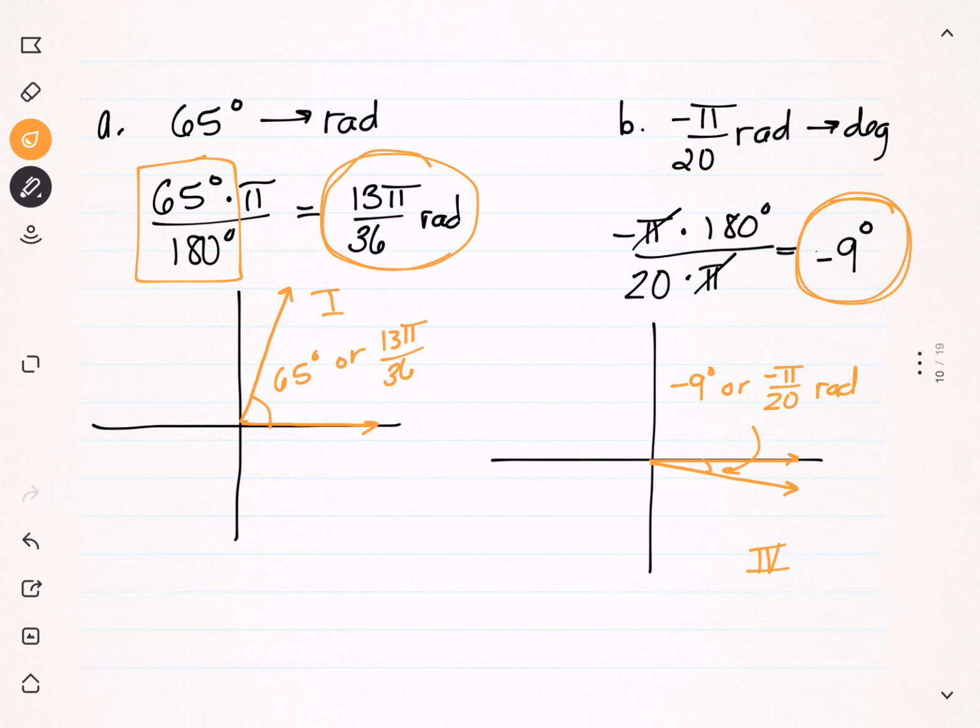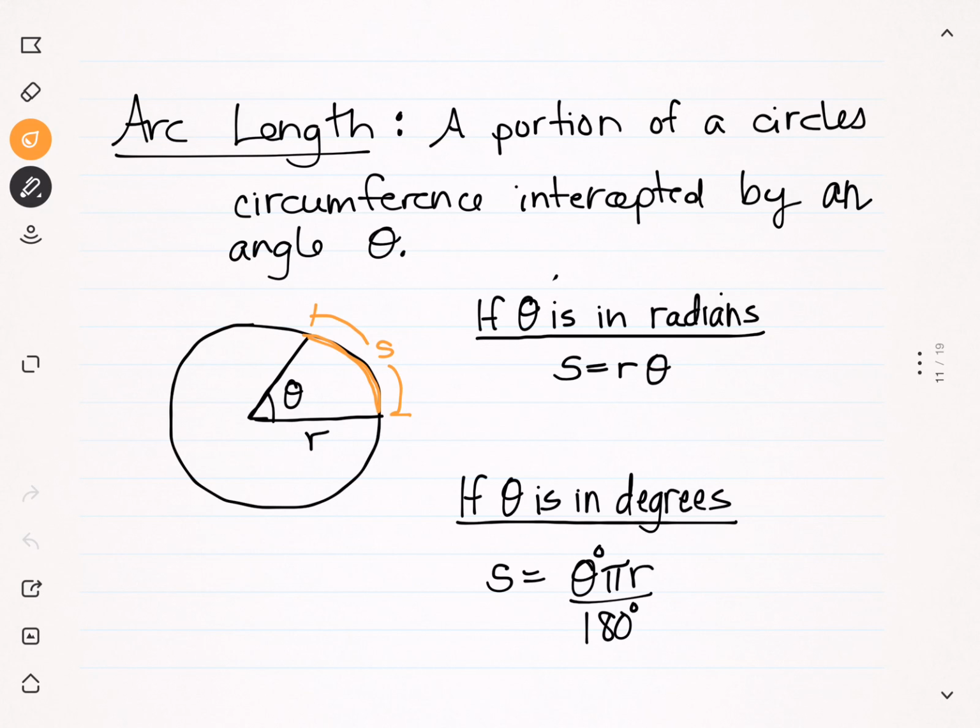Okay? So the next thing we're going to talk about is arc length. And arc length is the actual length of a portion of a circle's circumference that's intercepted by that angle theta. So you can think about the arc length like the crust on a piece of pizza or a piece of pie. How much do you get?